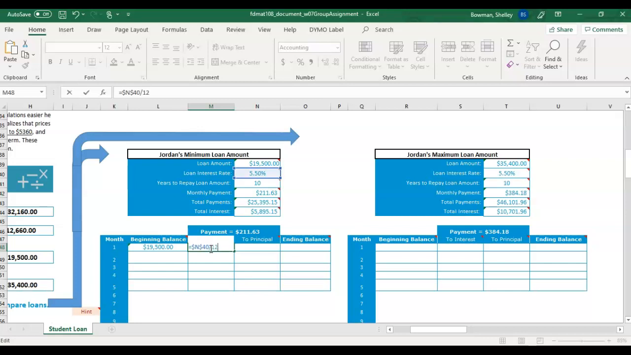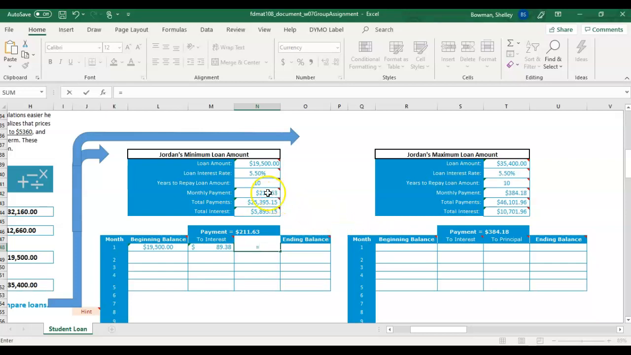Now again, we're going to divide this by 12 because we're making monthly payments, and that's the interest per month, and so we're going to cell reference our beginning balance here, and that will tell us how much money is going to interest. The next one is to find out how much is going to principal.